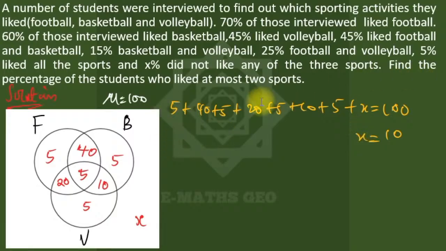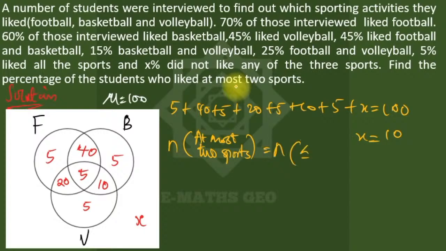So they were asked to find the percentage of students who like at most, number that like at most 2 sports. At most means less than or equal to 2 sports. So meaning either no sports or 1 sport or 2 sports.